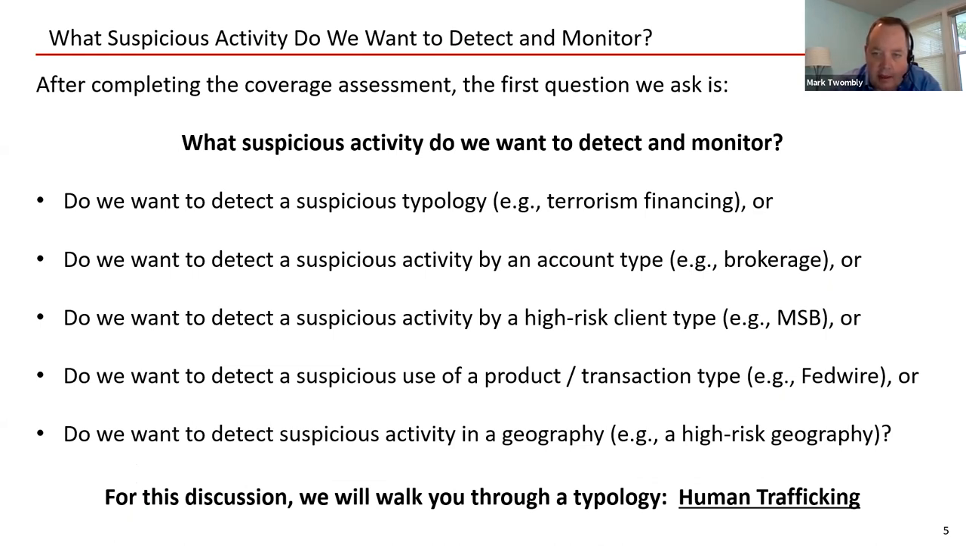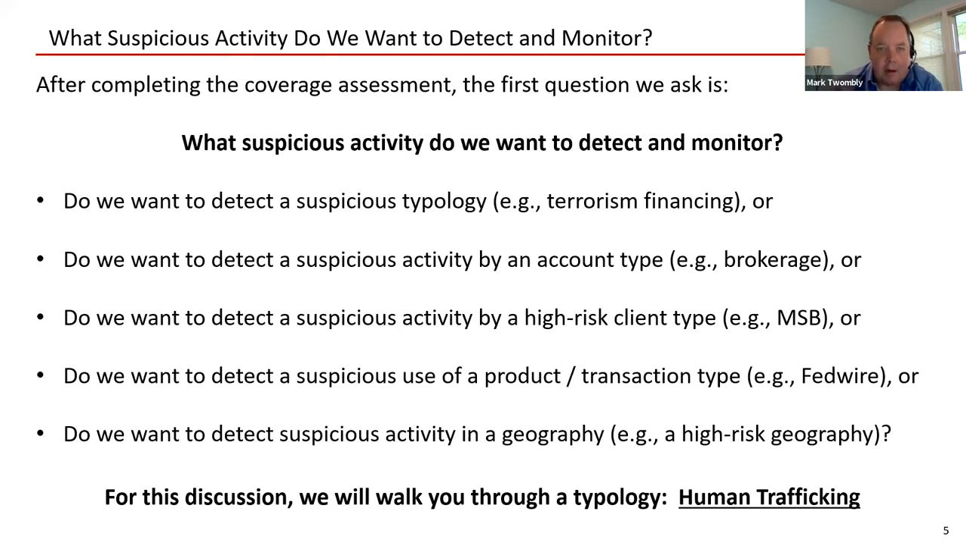Then we get to customer type. Do we have monitoring in place for certain high-risk customer types, such as an MSB? We probably want to have something in place to monitor for that. And then we'll look at the product type. So do we have monitoring in place for something such as Fedwire? And then finally, do we have something for geography? If we're in a high-risk geography, if you are involved with foreign wires, you probably have to have something in place with that. If you're servicing the Southwest border, you probably need to have something in place for that.